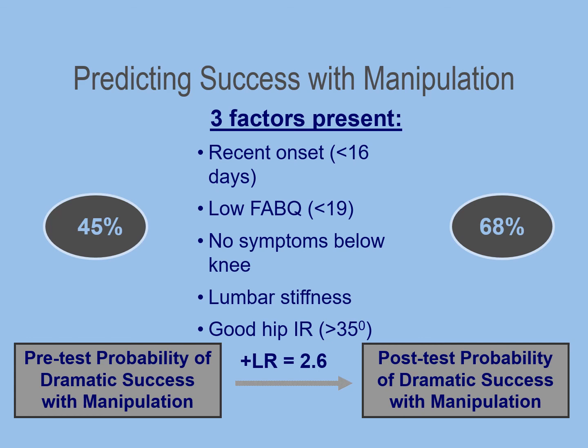So if 3 of these factors are present, if the patient has symptoms that are more acute, less than 16 days, a lower fear avoidance score, no symptoms distal to the knee, lumbar stiffness with our central pressures, or good hip internal rotation range of motion, more than 35 degrees, if 3 of those are present, the chance of success goes up to close to 70%. Now that definitely increases our odds. So if 3 of these are present, the recommendation is go ahead and do thrust manipulation if it's safe. If there's risk factors for the patient, don't do it. Do something else. But if the patient is safe and the treatment makes sense, given your history, physical exam, and risk factor screening, go ahead and do the treatment, because these patients are going to benefit from it.